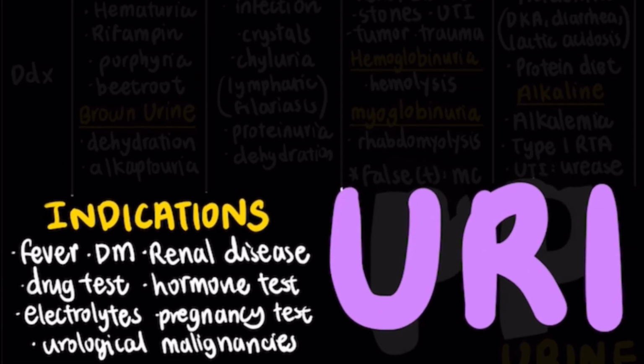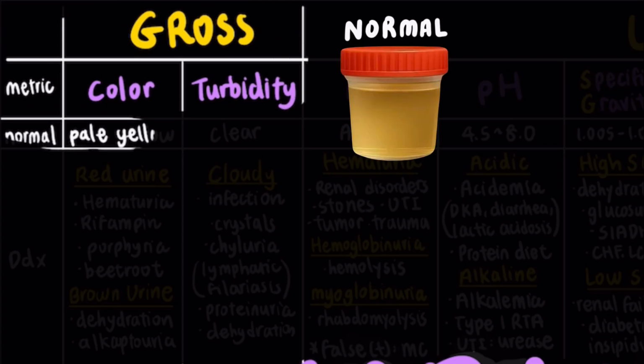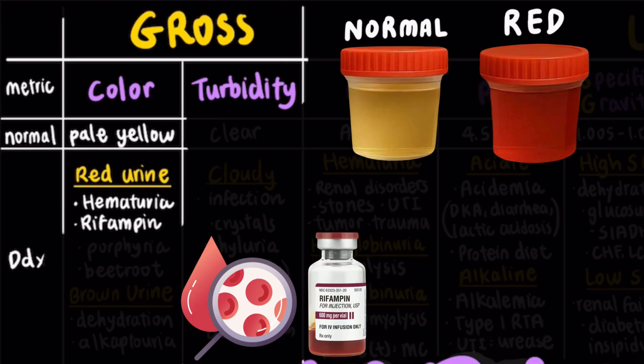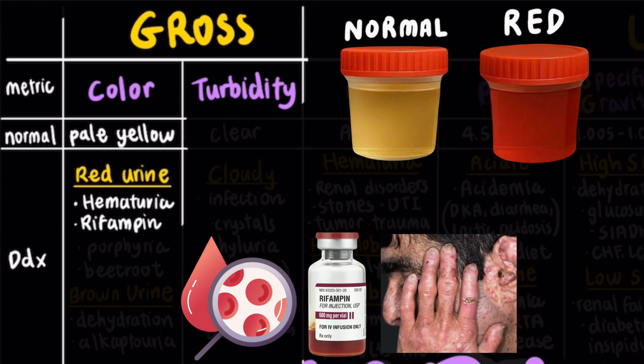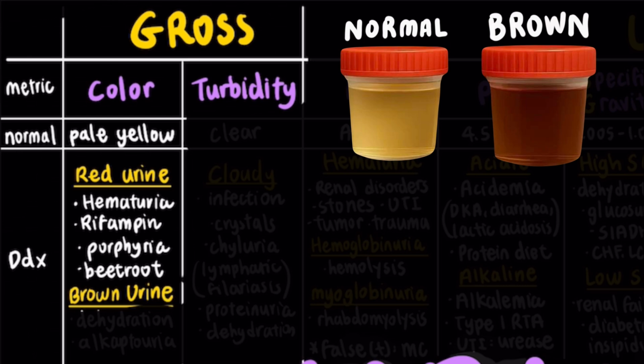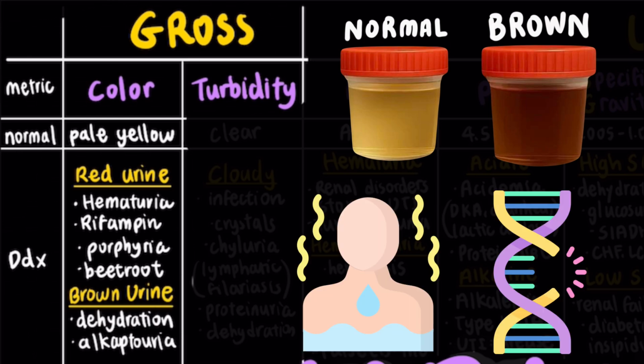Let's begin with the gross examination of the urine, which includes color and turbidity. Normal urine is pale yellow. Red urine may indicate hematuria, which means presence of blood in urine. Rifampin, an antibiotic commonly used to treat tuberculosis. Porphyria, a rare metabolic disorder that affects heme synthesis. And beetroot consumption, which can temporarily color the urine red in some people. And brown urine may signal dehydration, which concentrates the urine, or it may signal alkaptonuria, a rare metabolic condition where homogentisic acid accumulates and darkens the urine upon standing.